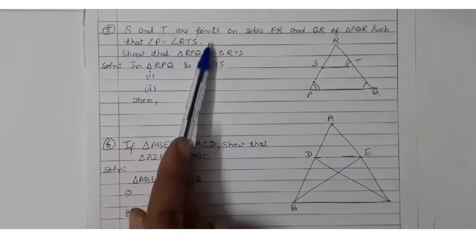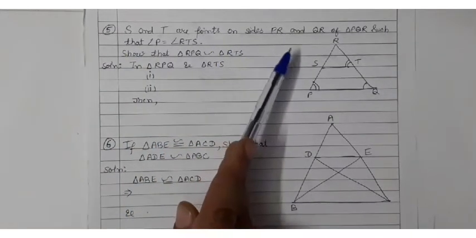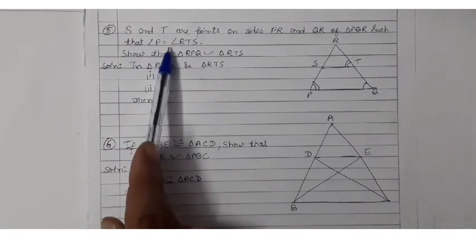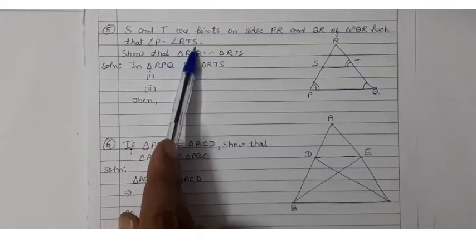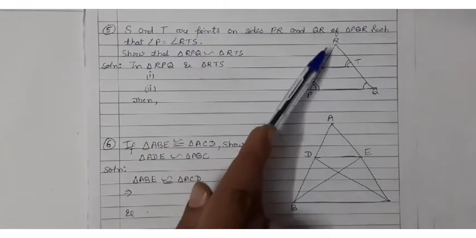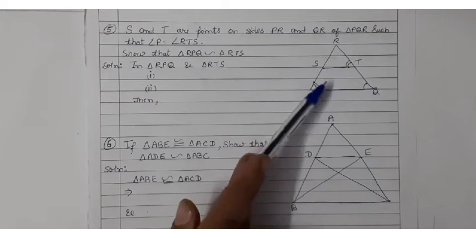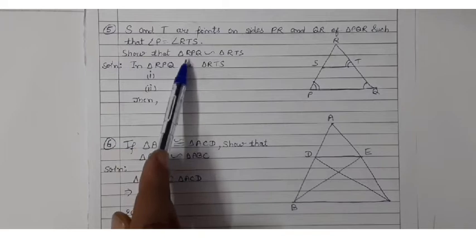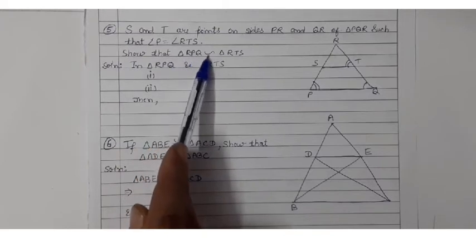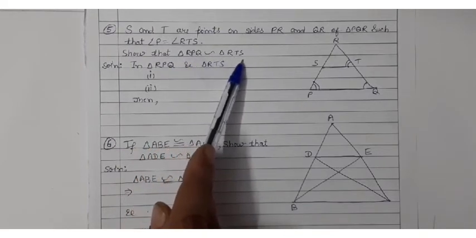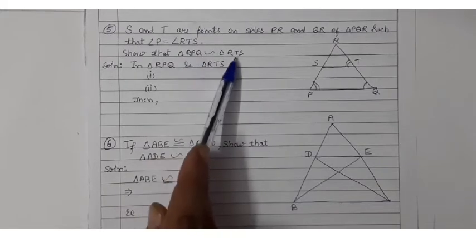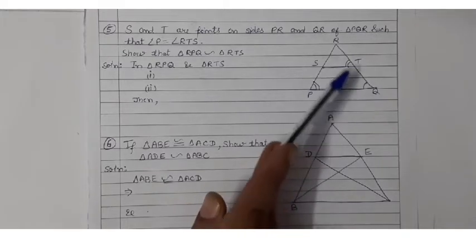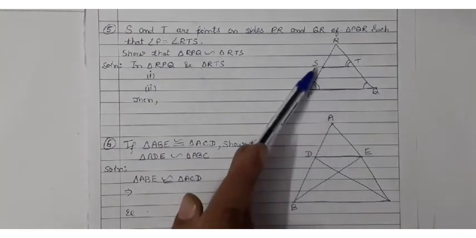S and T are points on sides PR and QR of triangle PQR such that angle P is equal to angle RTS. Angle P is this, angle RTS. Both angles are equal. What you have to show? You have to show triangle RPQ will be similar to triangle RTS. It means you have to take these two triangles only, triangle RPQ and RTS.